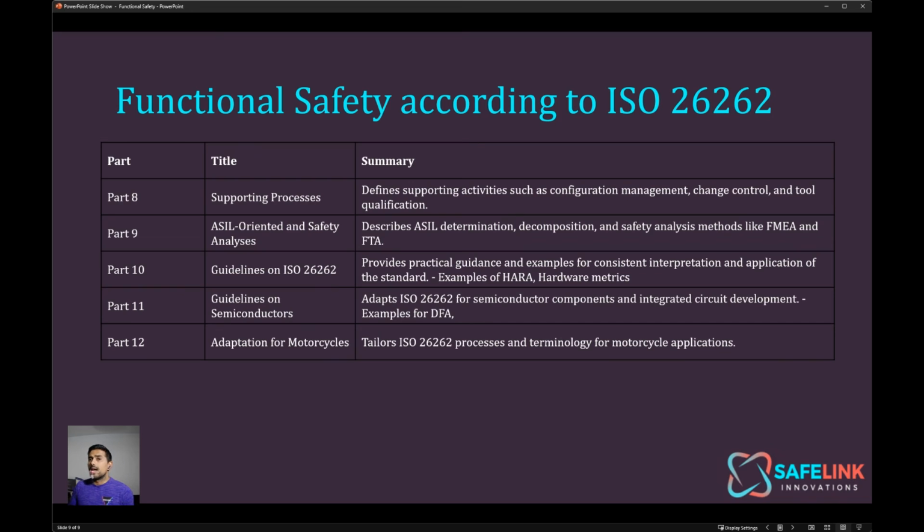Part 11, which was added in the second edition of the ISO 26262, talks about semiconductor components and how safety of semiconductor components can be achieved. Part 12 is an adaptation for motorcycles. It talks about how ISO 26262 can be applied to motorcycles. It introduced the concept of MSIL, which is the equivalent of an ASIL for a motorcycle.